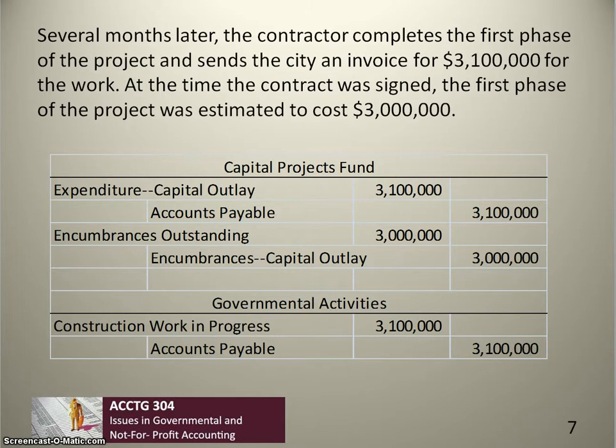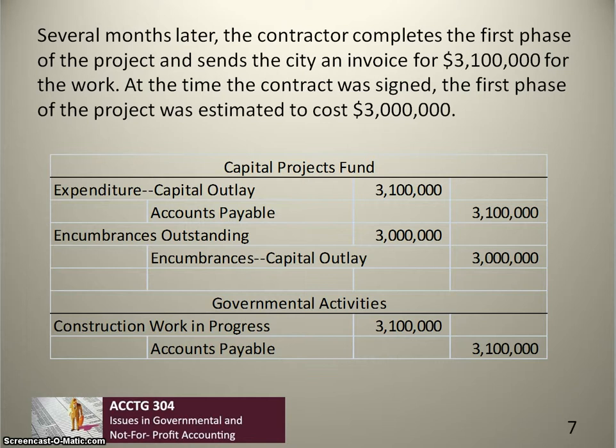Several months later, the contractor completes the first phase of the project and sends the city an invoice for $3,100,000 for the work for that phase. At the time the contract was originally signed, that first phase of the project had been estimated to cost $3 million. So first we can record the expenditure because the work has been performed. We received an invoice, so it now qualifies as an expenditure. So we debit expenditures $3,100,000 and recognize the accounts payable of $3,100,000 for the amount we owe the contractor.